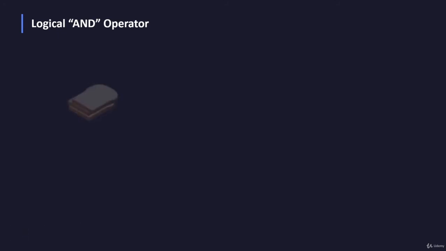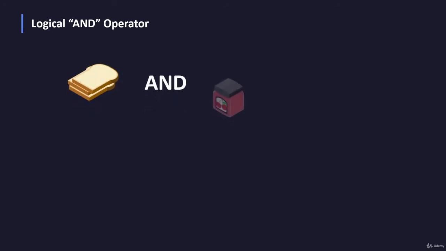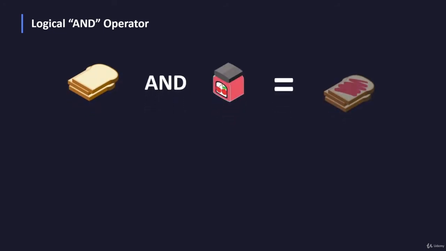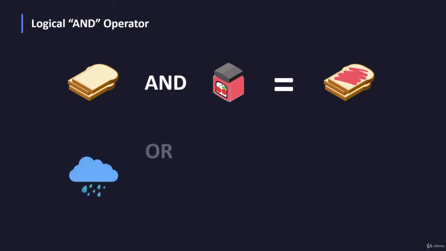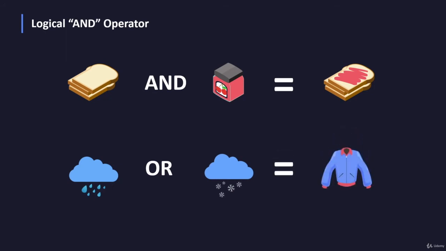For example, if we can take a slice of bread and some spread, then we can make a delicious sandwich. Another example, we can say that if it's raining outside or it's cold today, then you should take your jacket with you. So if we take a look at the first example, we can see that it has basically two, let's call it this way, two subconditions.